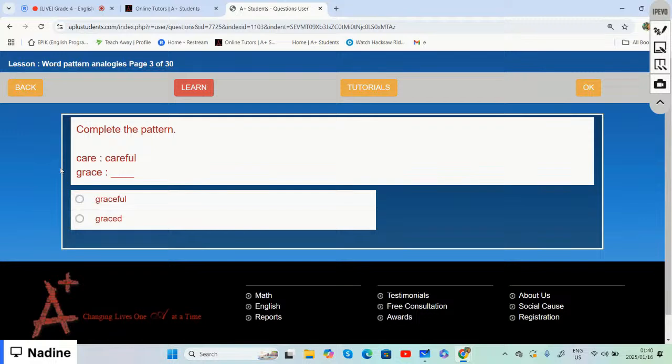Careful. We added the word full. Remember what we do to the one, we do to the other. Careful. So now we have grace. Is it graceful, option one, or graced, option two? Graceful or graced?